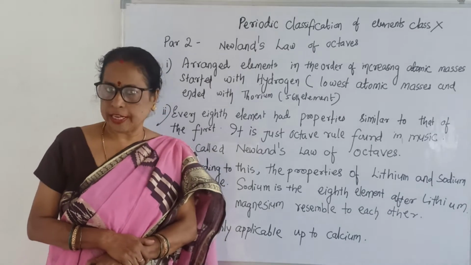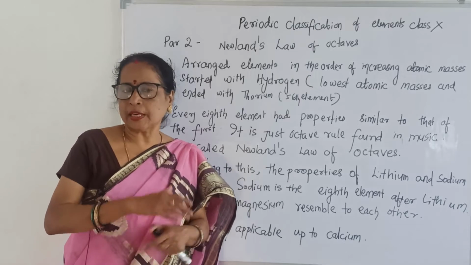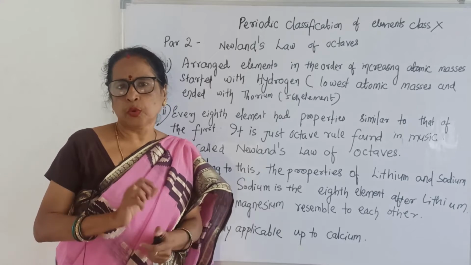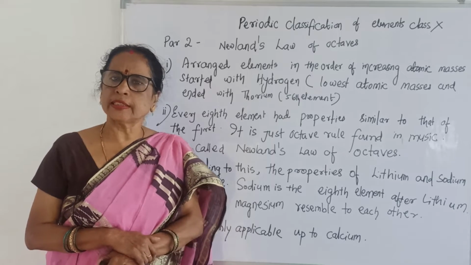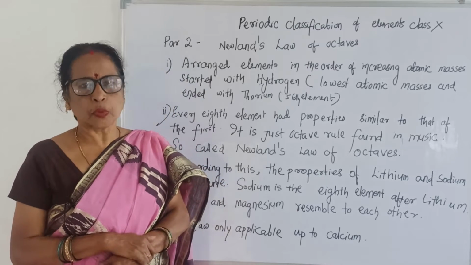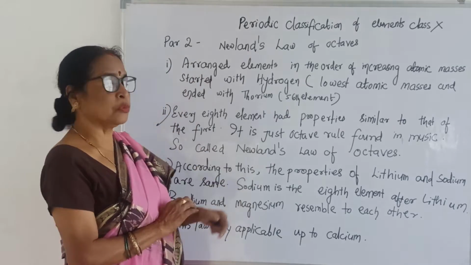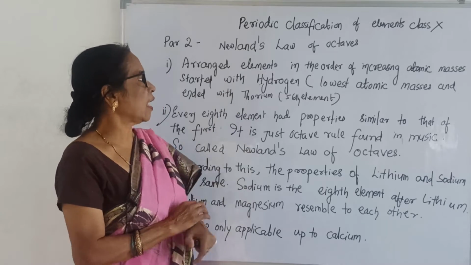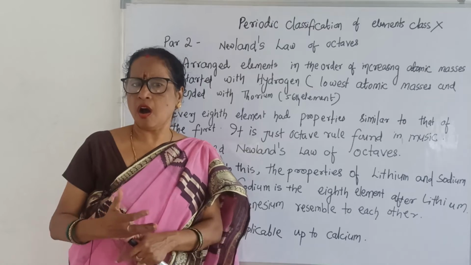Newland's Law of Octaves. Then what is Newland's Law of Octaves? Before that, in part 1 I told you about Dobereiner's triads, where he found three groups of elements with the same properties, and after that he did not find any group like this. But after that the scientist Newland came, and his rule is known as the law of octaves.